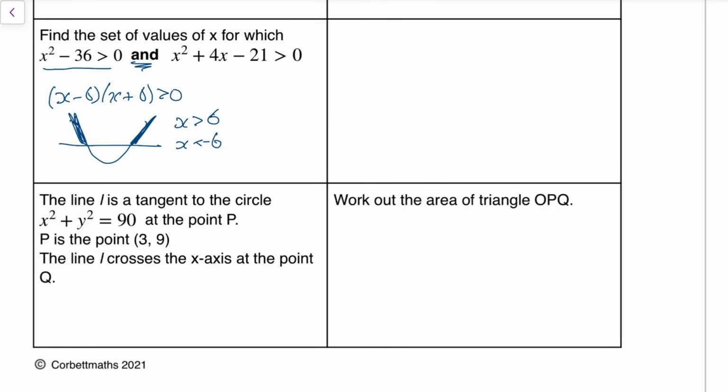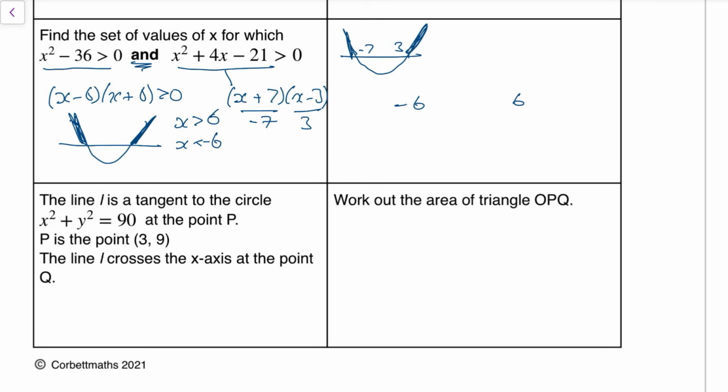Which means my critical values, well, let's write them with some space, that's 6 and minus 6. Another quadratic inequality, so this one factorizes down to x plus 7, x minus 3, which means my critical values are minus 7 and 3. I'm going to do it up here so I'm not squeezing it in too much. So this looks like this. My values are minus 7 and 3. I want these values here. So in other words, x is going to be greater than 3, critical value of 3, or x is going to be less than minus 7, so critical value minus 7.